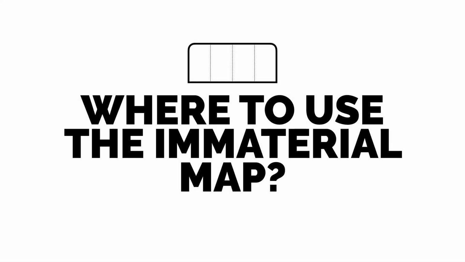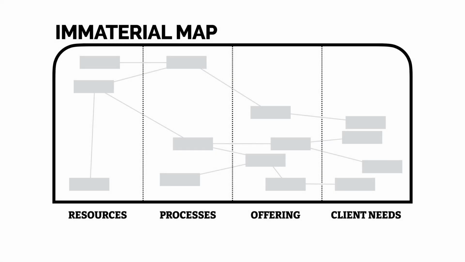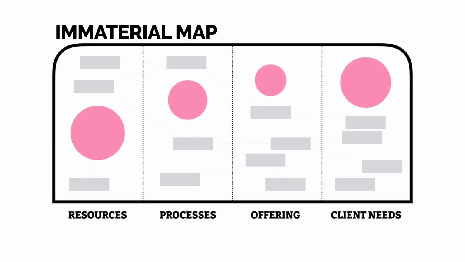Where to use the Immaterial Map? You can of course map the whole business by linking all the elements from resources all the way to client needs and figure out if they make sense. Do you need to add something more? And if there are gaps, are those gaps intentional, or do you have to do something about those?